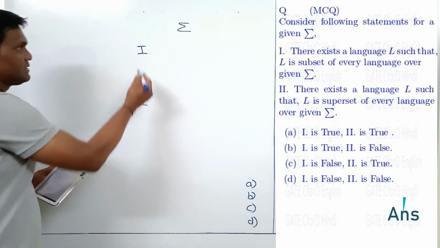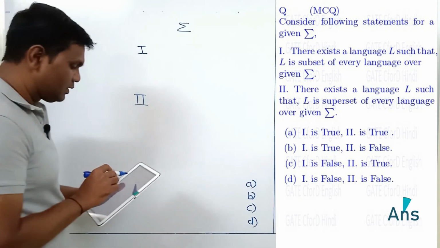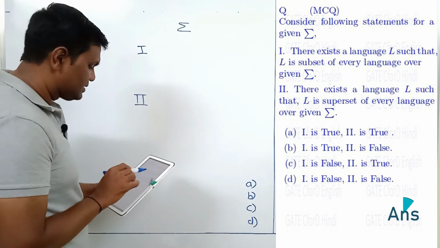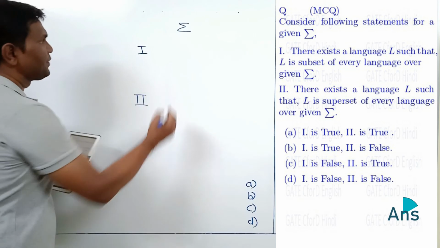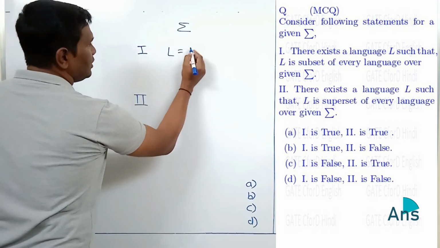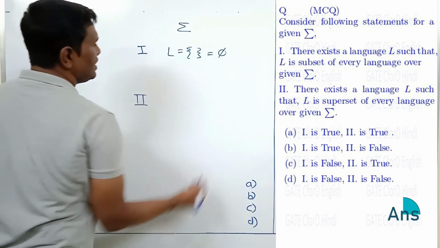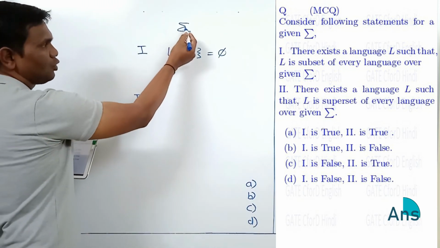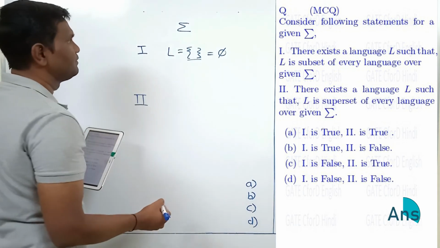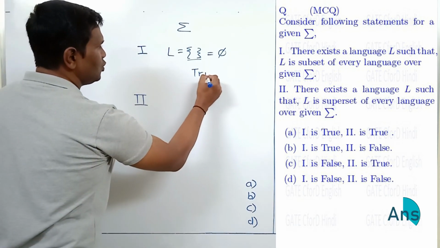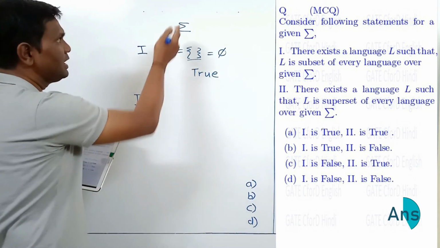So we have to check whether statement 1 and 2, they are true or false. So according to statement 1, there exists a language L such that L is subset of every language over given alphabet. If we consider language L equal to empty set or phi, then for any language over given alphabet, empty set will be subset of that language. So this statement is true. Empty language is subset of every language over given alphabet.